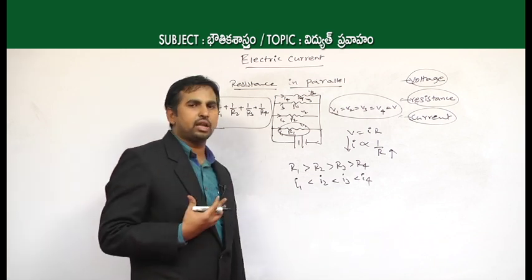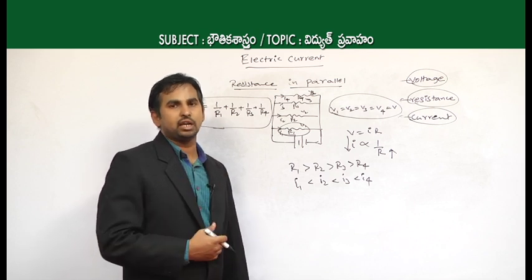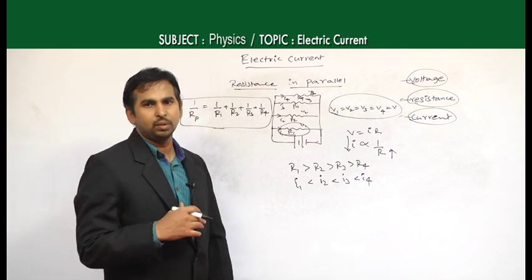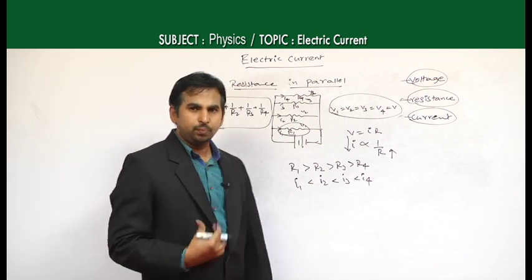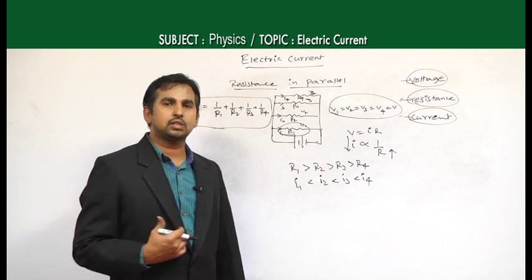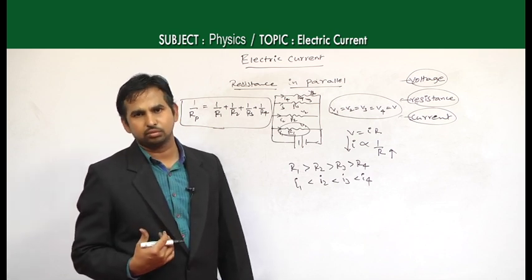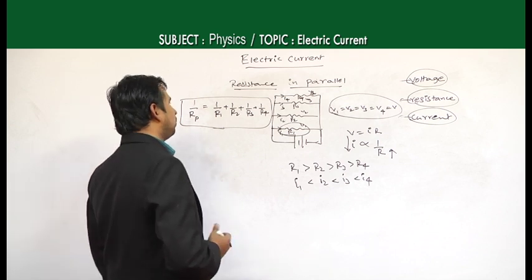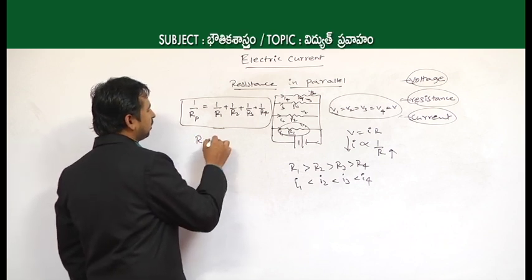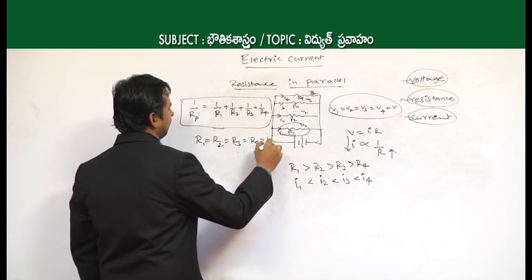Always remember, when you are using this parallel connection, the final equivalent resistance is the least value when compared to the individual values of the resistances. Okay? Very important. If you use any resistances in parallel, whatever final equivalent resistance value you get, it is less than the individual values you are taking. So 1 by R is equal to 1 by R1 plus 1 by R2 plus 1 by R3 plus 1 by R4. Suppose all 4 resistances R1, R2, R3, R4 have the same value.